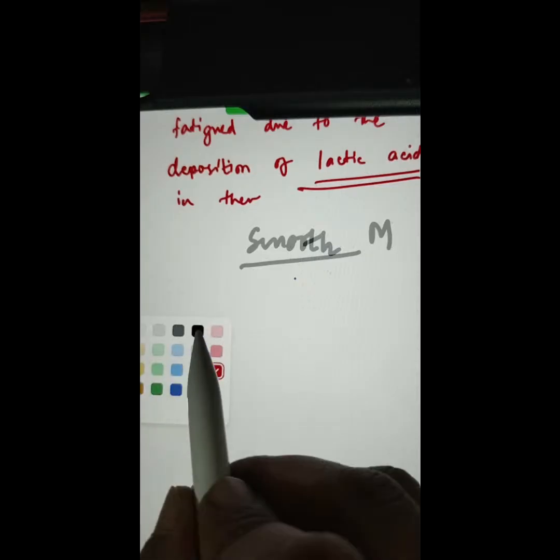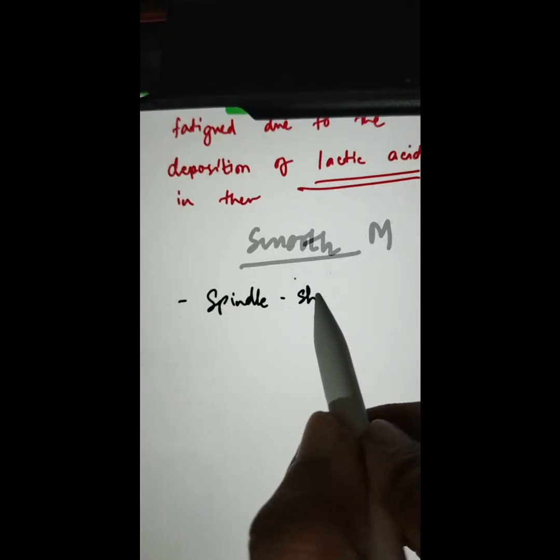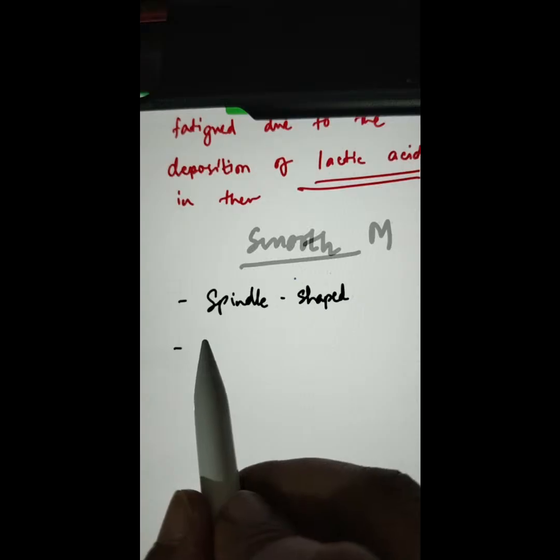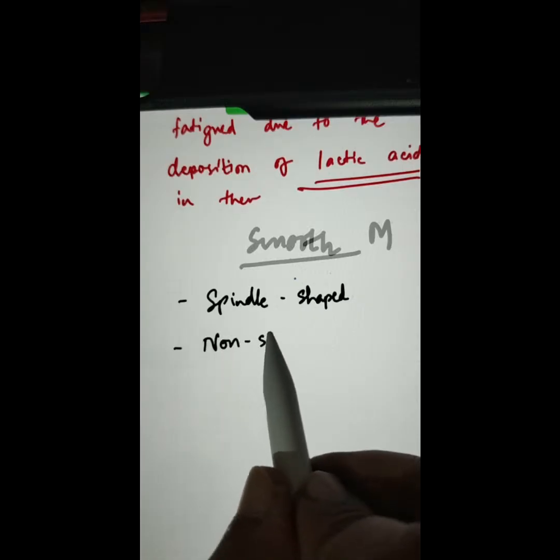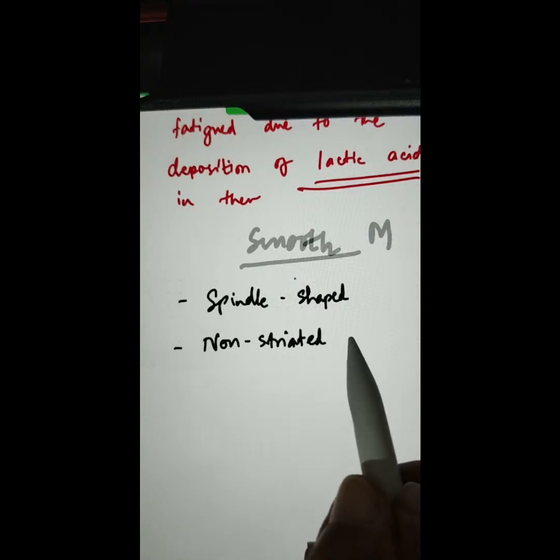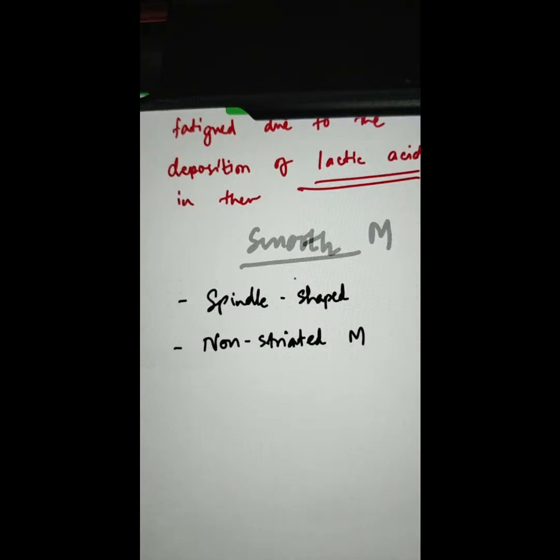Now let's come on to the smooth muscles. Now, smooth muscles, they are spindle shaped. They do not contain any striations on them. That is why they are known as non-striated muscles. So once you have written the points for the skeletal muscles, writing the points for smooth muscles will not be a tough task for you. So these are non-striated muscles because they do not contain any bands on them. Another important thing, they are non-voluntary muscles because they do not work according to our wish.